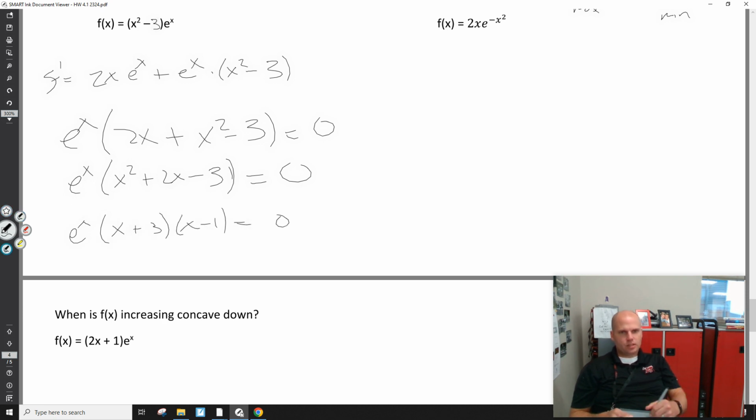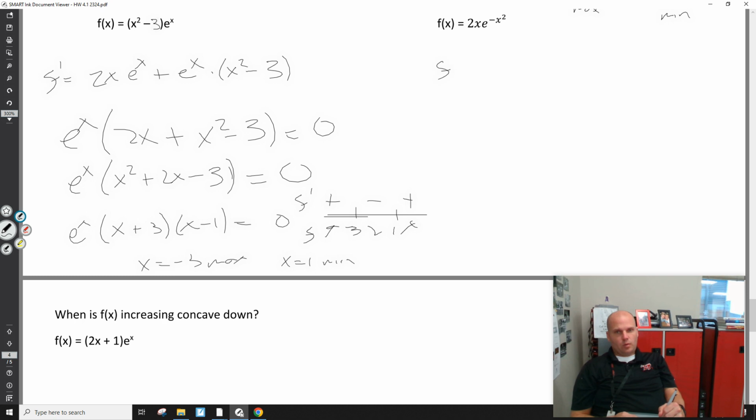Sign analysis. Negative 3, 1: positive, negative, positive, f prime. F goes up, goes down, goes up. X equals negative 3 is a max. X equals 1 is a min.